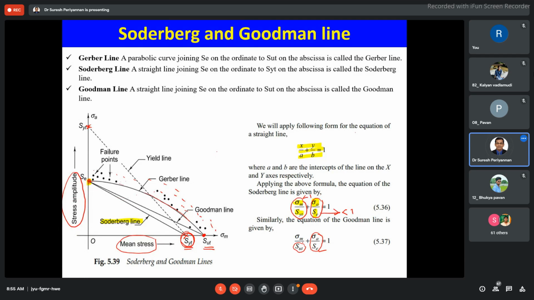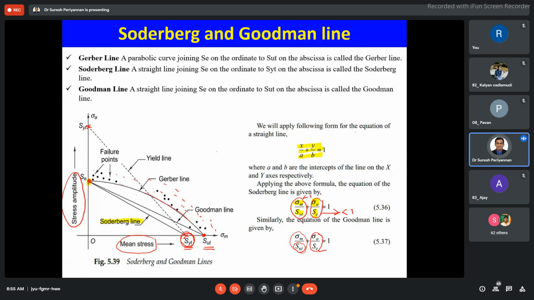Now, at the ultimate strength, this ratio must be equal to 1. Then the region of interest is the safe region. We are now in the safe region. Now, this is the truth. We will go for further discussion because SUT is playing a role.